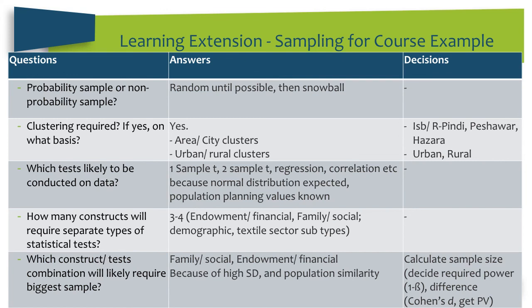I'll also require two sample T because I'll compare Islamabad with Peshawar when I collect data from both, and Hazara with Peshawar and Pindi. So I'll be comparing them with each other, and I'll require two sample T as well. I'll require regression as well because I'd like to see how the data projects in the future and how much things are loading onto the ability of a woman to sustain her textile SME. So I'll do regression as well.